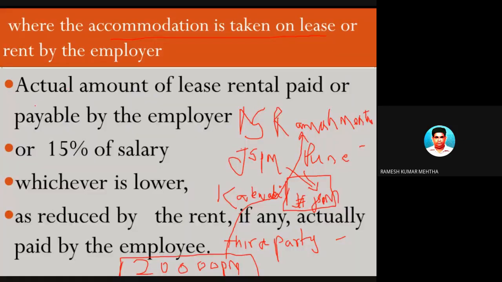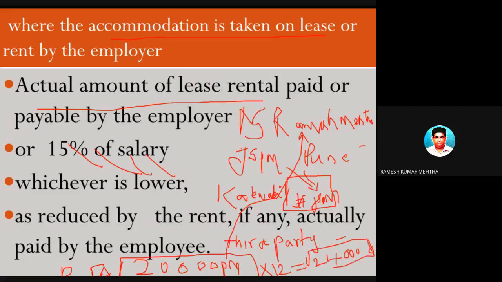That is what is given in the problem. So you just ignore this for the time being. The actual amount of lease rental paid by the employer to the third party is the value of the perquisite. This house provided by the employer is rent-free accommodation, so I am getting an advantage. If I am using it for the full year without paying anything, the value of the perquisite is 2,40,000 rupees. So I have to pay tax on this. The value of the perquisite which is taxable and added to the gross salary is 2,40,000.